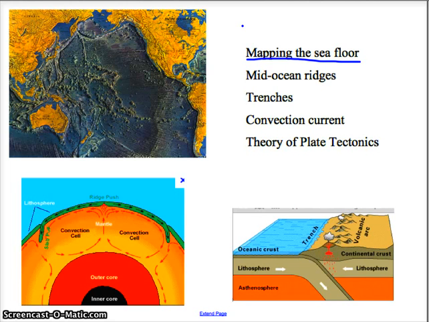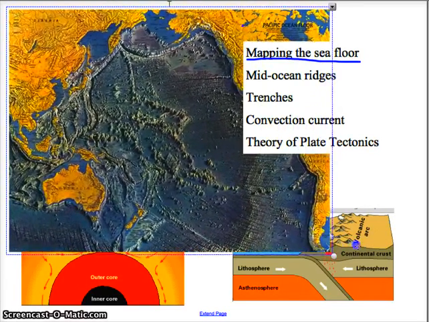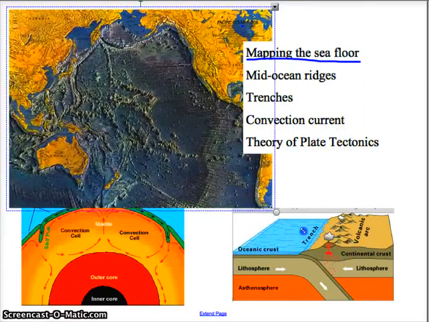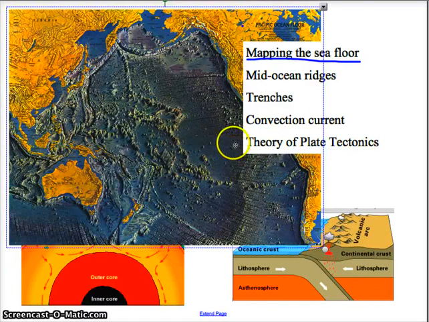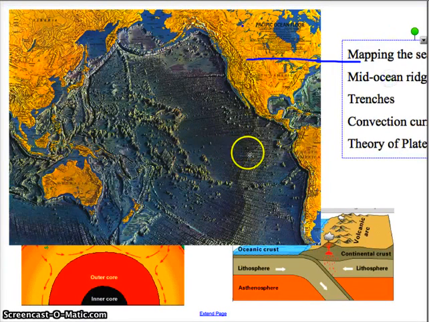Now, when people started to map the ocean floor, they expected to find the sea floor to be smooth and level. I'll move this out of the way, and you can see it's not. You have these huge mountain ranges that are underwater, and you have these flat areas, and you have these seams that look like baseball seams that just go all over the place. Now, here's also what they found out.